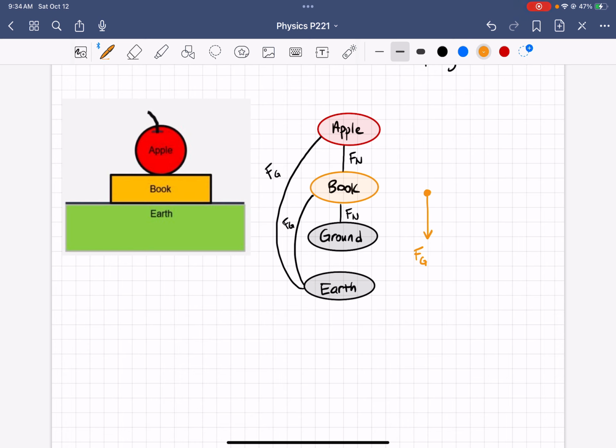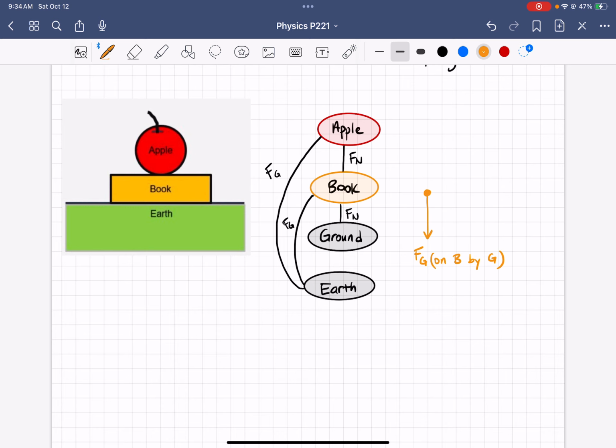And then in addition to this, I have two normal forces being shown. So one is between the ground and the book, and one is between the apple and the book. So what's happening here is the earth is going to be pushing up on the book at this interface here, but then the apple is going to be pushing down on the book over here. So there's going to be two additional forces acting.